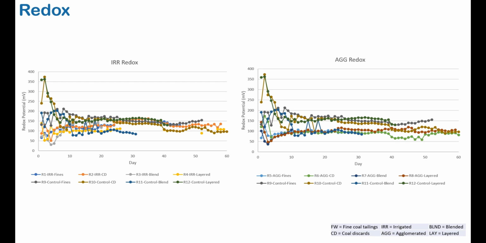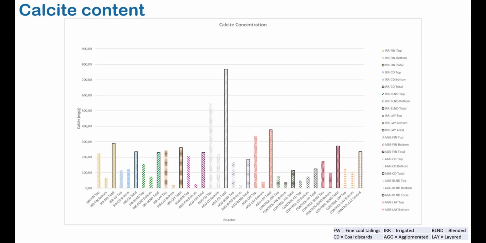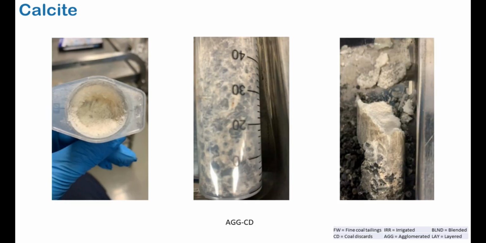After the 60-day period, the bioreactors were allowed to dry and acid wash tests were conducted to determine the calcite content in the top and bottom half of the bioreactors. The standout bioreactor in this experiment was the agglomerated coal discard bioreactor, which yielded a staggering 769 milligrams per gram of calcite. As with all bioreactors that only contained coal discard, the calcite content was expected to be the lowest since the larger pore size significantly decreases the retention time of the cementing solution and thus reduces the likelihood of calcite to form, especially towards the top of the bioreactor.